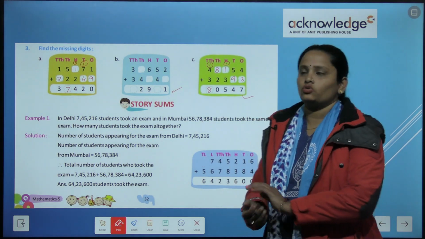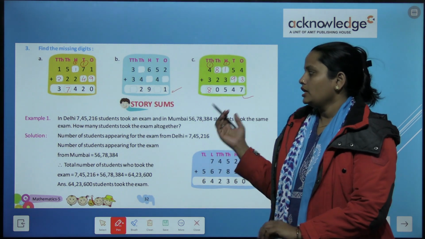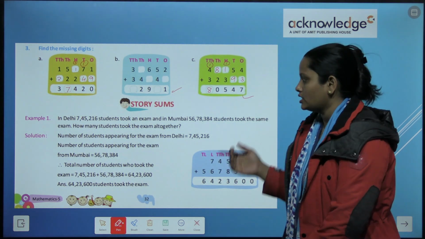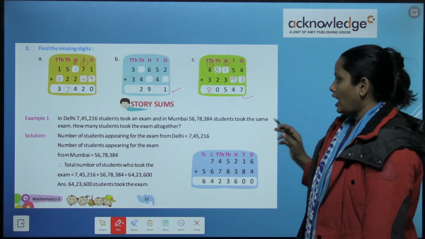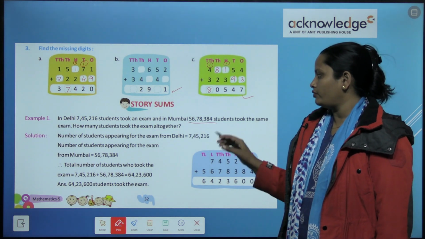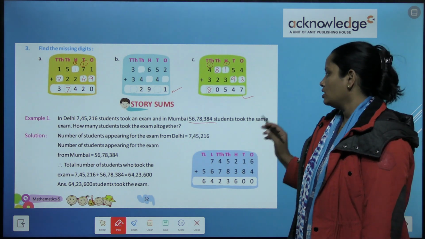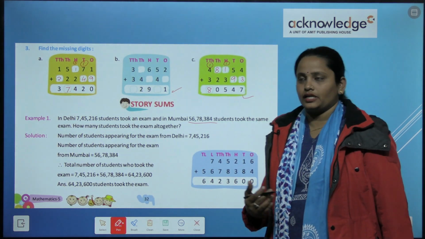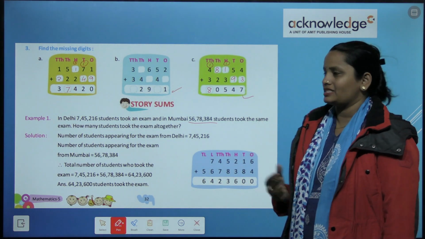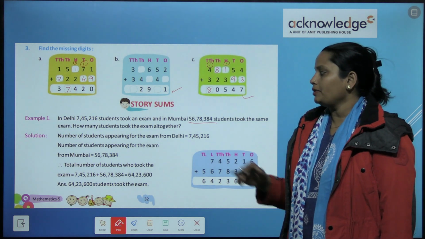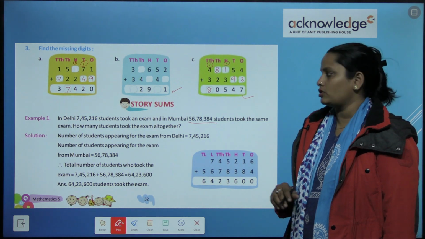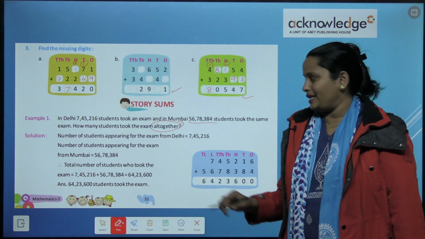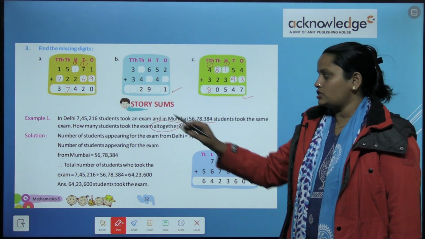Now let's do some story sums. In Delhi, 7 lakh students took an exam, and in Mumbai 56 lakh students took the same exam. So 7 lakh children appeared in Delhi and 56 lakh children in Mumbai. How many students took the exam all together? All together means the whole combined, which means we have to add these two numbers.